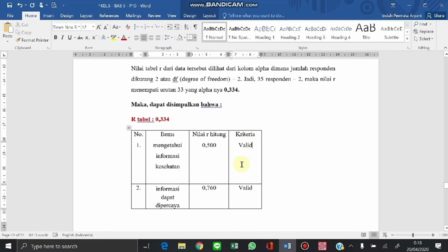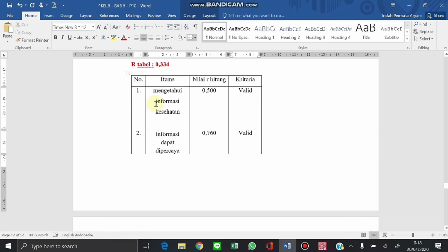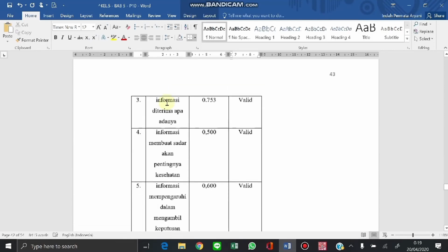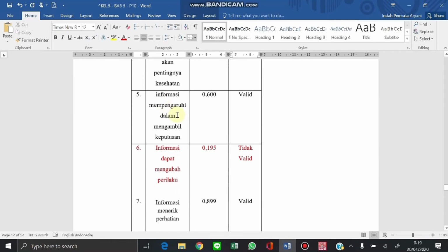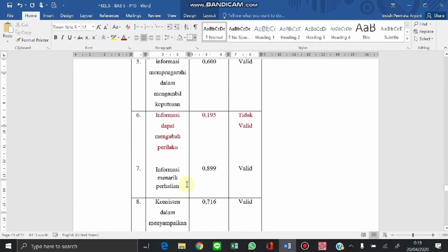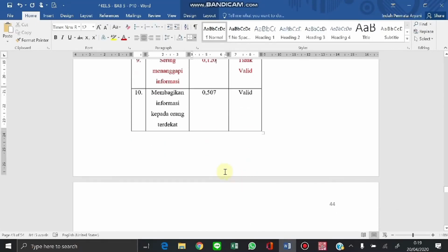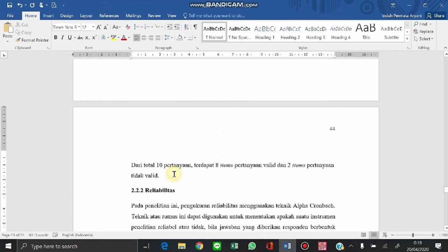The valid data are numbers 1, 2, 3, 4, 5, 7, 8, and 10. And numbers 6 and 9 are not valid because they are not more than 0.334. From the questions, we've got 8 valid items and 2 not valid.